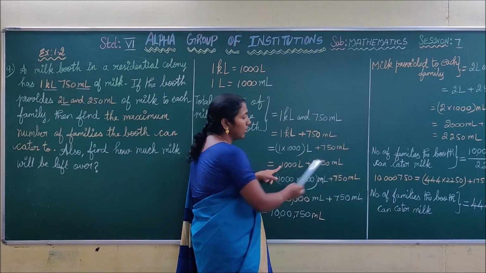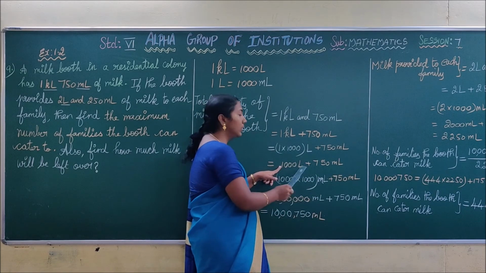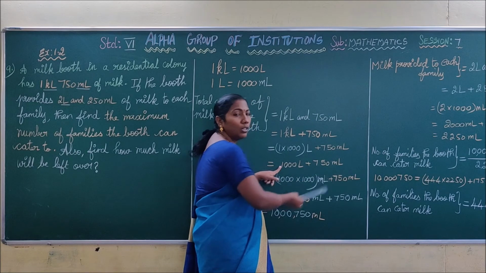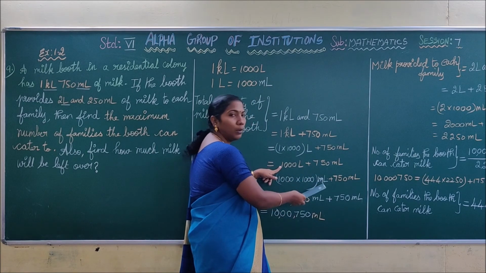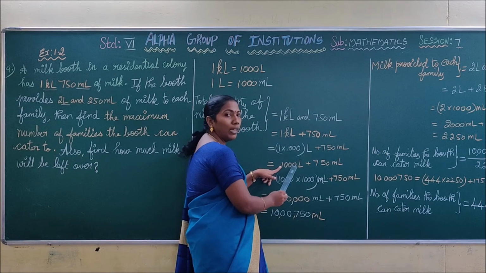But it is in milliliter, it is in liter. So again we have to convert this liter into milliliter. We know the conversion formula: 1 liter equal to 1000 milliliter. In order to convert liter to milliliter, you have to multiply this value by 1000.